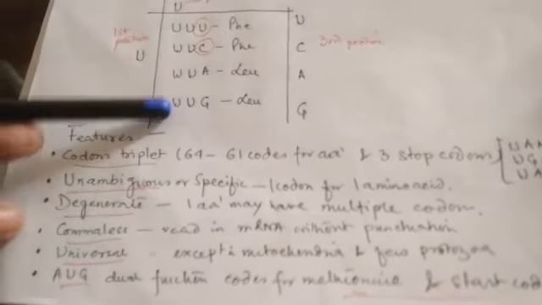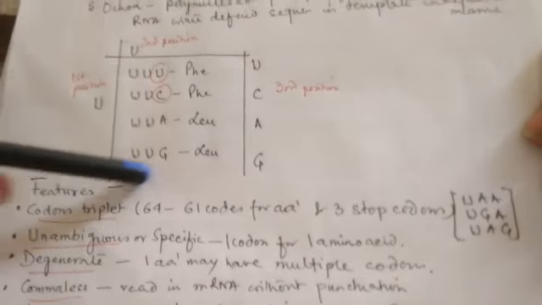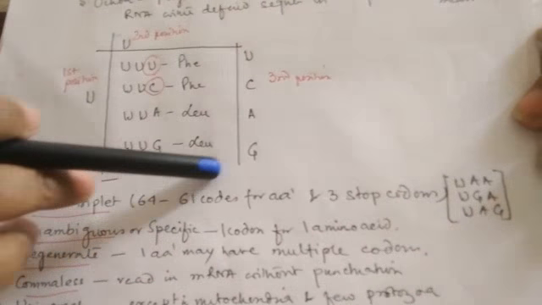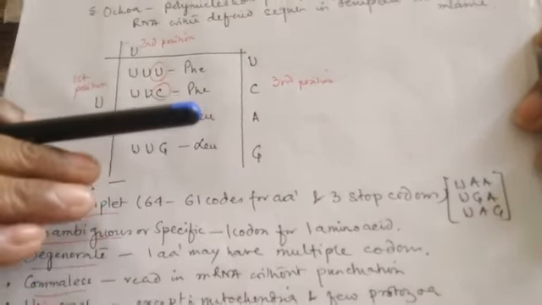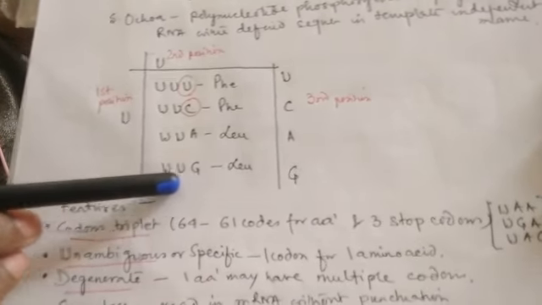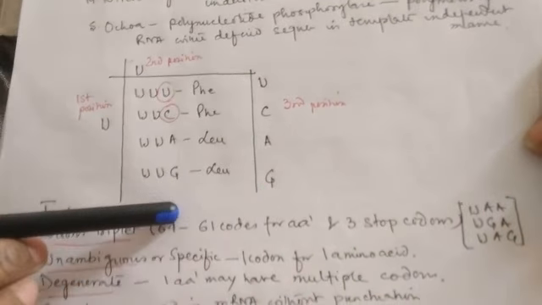And codons are commaless. Suppose these are arranged in serial order. For protein synthesis, they will be read without any punctuation, without any stop. They will be read sequentially, one after another, and likewise the codons will form. So there is no comma, no punctuation, while reading the sequence of nucleotides to form the codons.